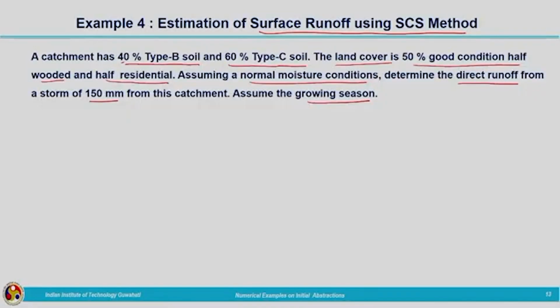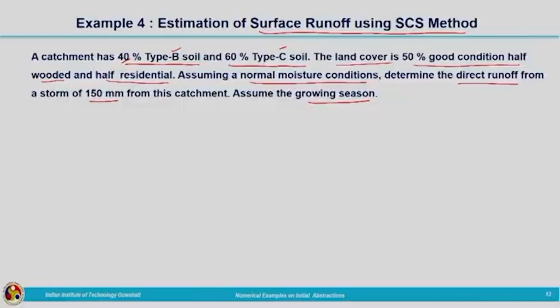So, the catchment description is there. In this catchment we have 40% of type B soil and 60% type C soil. Different types of soil are present in the catchment. Depending on the soil characteristics, SCS has provided 4 groups: A, B, C, D. Out of those 4 groups, in this catchment type B soil and type C soil are present, and it is given that 40% of the area has type B soil and 60% type C soil.